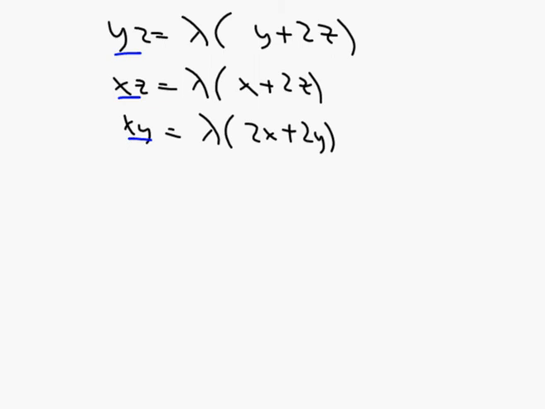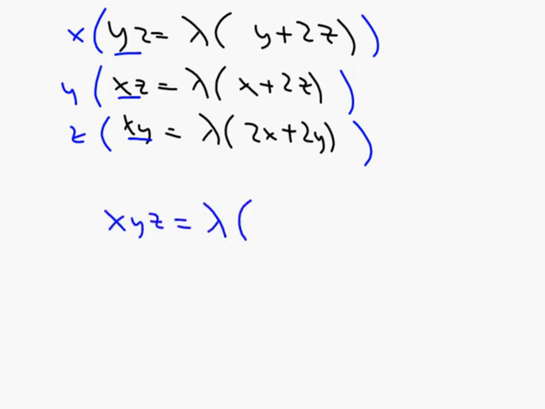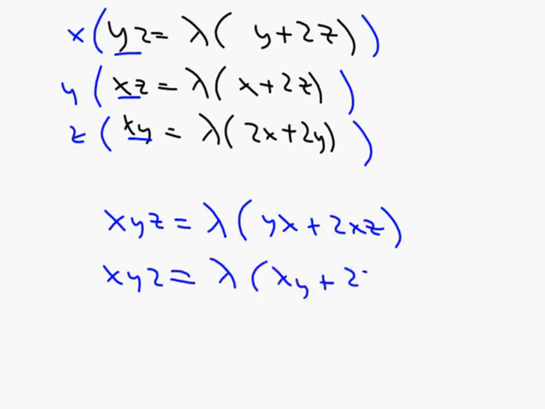And I'm going to be able to do that by multiplying the first one by x, multiplying the second one by y, and multiplying the third one by z. And you end up getting these equations. xyz equals lambda times yx plus 2xz. And in the second case, you're going to have xyz equals lambda times xy plus 2zy, sorry about that. And then you're going to have xyz equals lambda times 2zx plus 2zy.